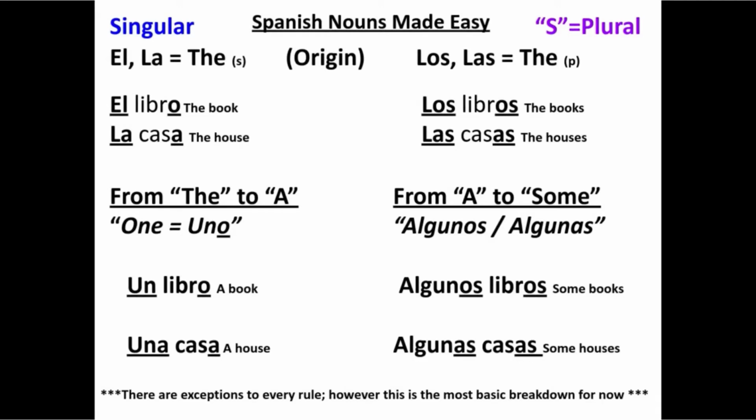Note the disclaimer at the bottom. There are exceptions to every rule. However, this is the most basic breakdown for now. That is very true. You might run into problems where you see words that begin with L and end in an A, or words that begin with la and end in an O. We're not going to worry about those right now.